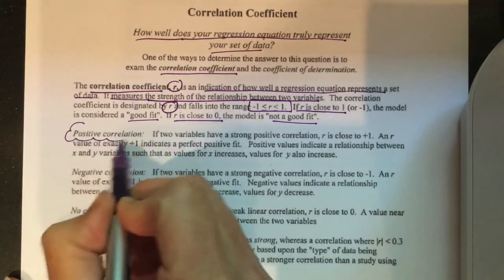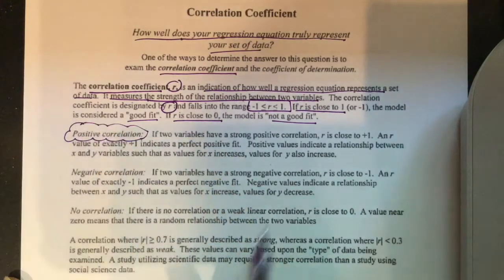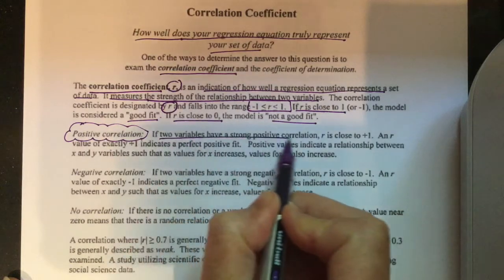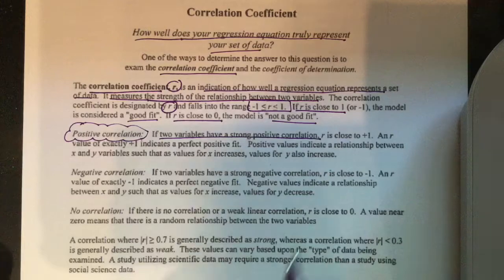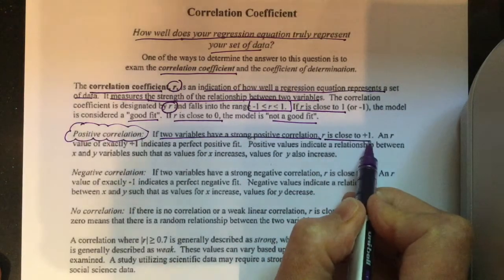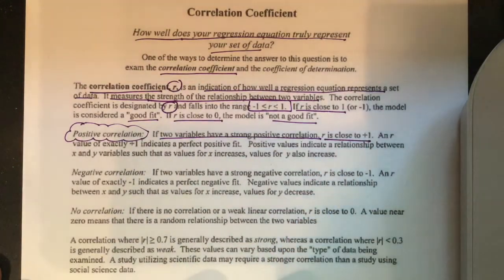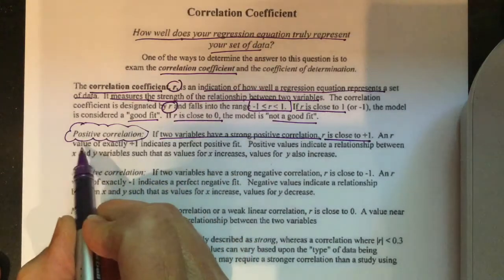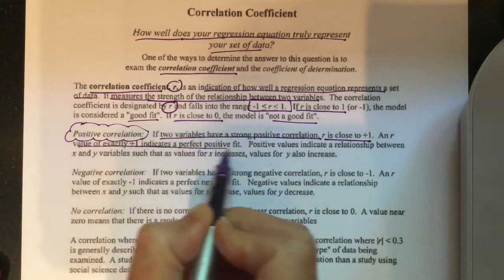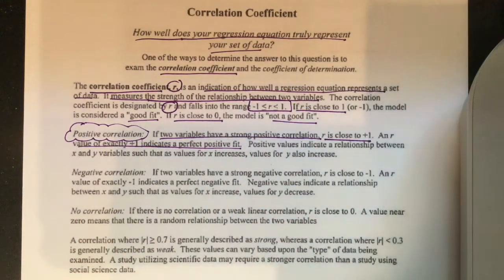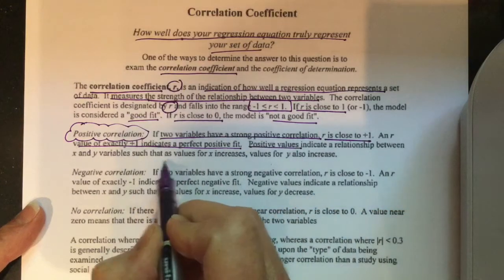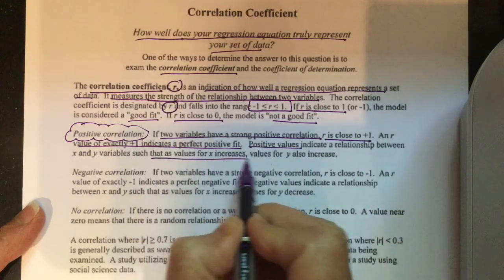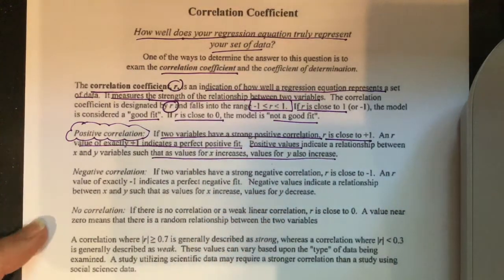So a positive correlation means that the two variables have a strong relationship, or a strong positive correlation. This is when our r value is really close to a positive 1. If it's exactly 1, that means it's a perfect fit. All our data is lined up in a straight line. It is a positive value because, remember, like our slope, as x increases, y also increases.